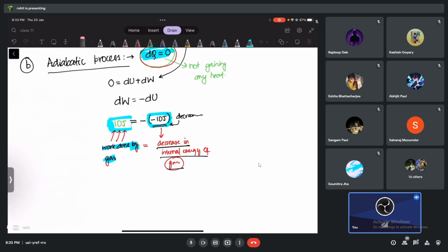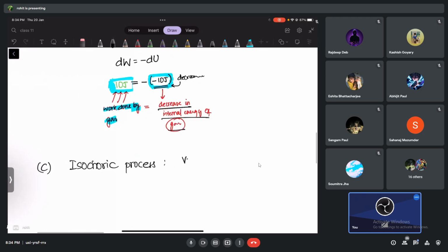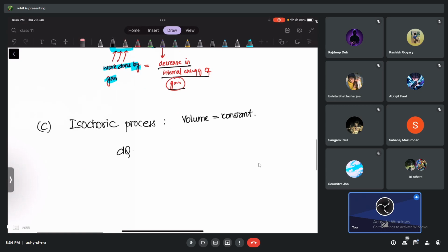Let me show you another one. Number C, I'm going to talk about the isochoric process. For those who don't know, very simply, in an isochoric process the volume remains constant, no change of volume. So now let's apply this formula: dq equals du plus dw, right?